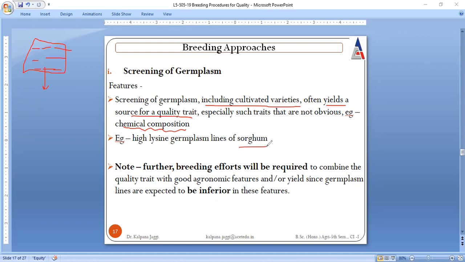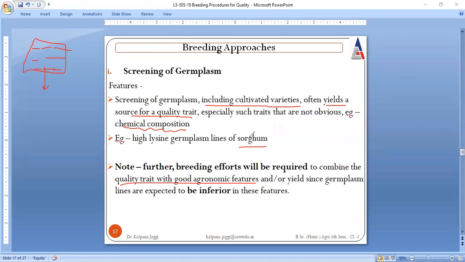But it is not an easy task. Calling for the screening, or saying performing the screening, is not an easy task. It seems to be an easy task when we say we have to go for the screening of germplasm. But when a breeder actually needs to perform the screening process, it is not an easy effort. Many breeding efforts are required to combine the quality trait with good agronomic features.